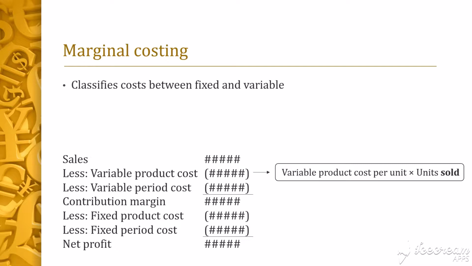The treatment of variable production cost between marginal and absorption costing is the same. It is recognized when goods are sold. Period costs are also treated the same way between marginal and absorption costing. It is recognized when incurred. So the difference is the treatment of fixed product costs. Under marginal costing, fixed product costs are recognized when incurred. But under absorption costing, fixed product costs are recognized as part of inventory and expensed off only when the inventory is sold.